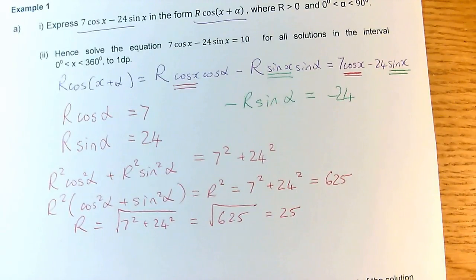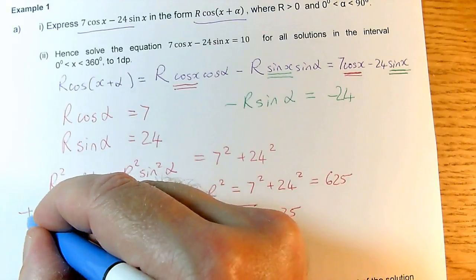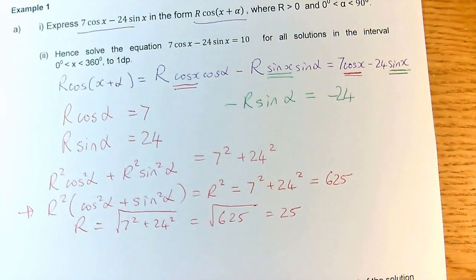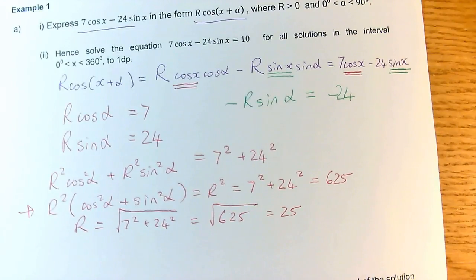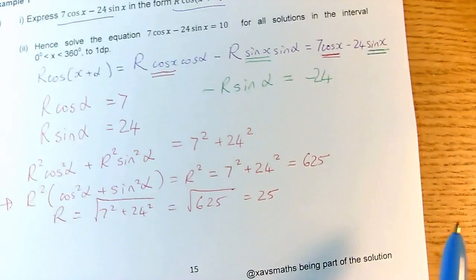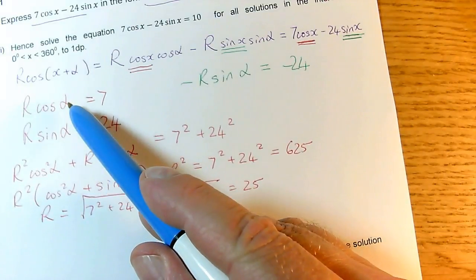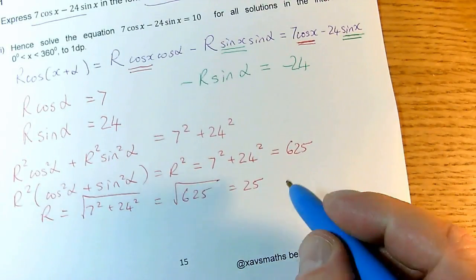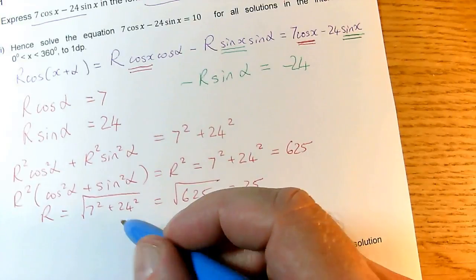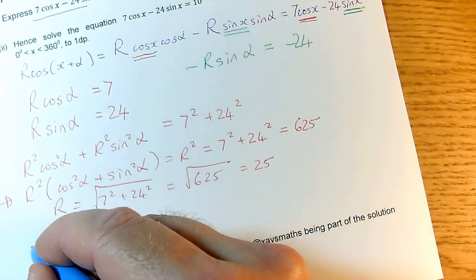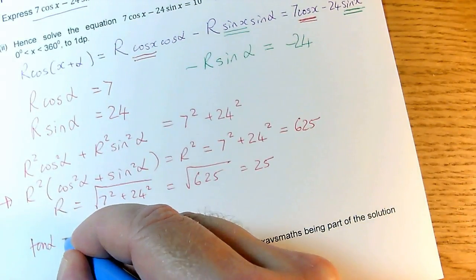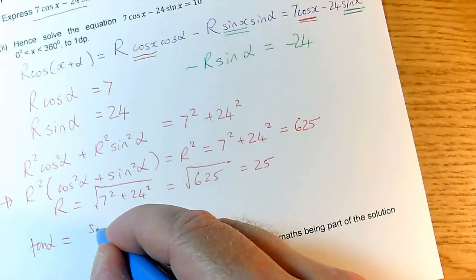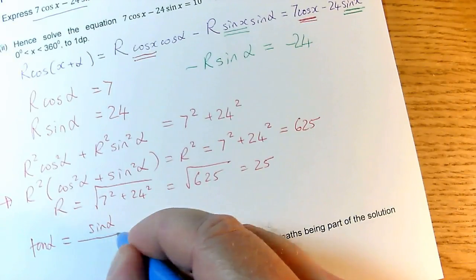That's worth remembering as a shortcut, because this line here is not hard, but you are using a trig identity, and this is a method that always works for r. Okay, let's go on and find alpha. So I know r cos alpha and r sin alpha. I am going to work out tan alpha, by saying that tan alpha is sine alpha over cos alpha.